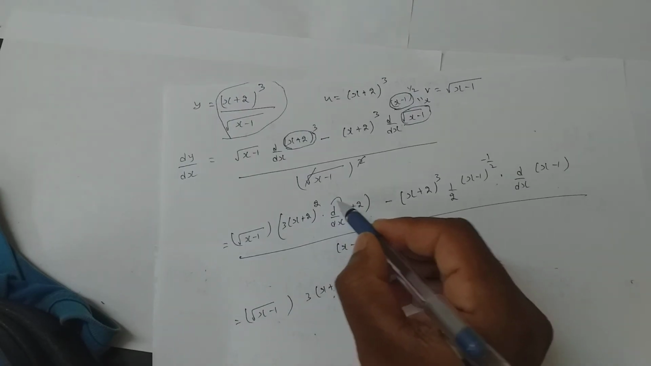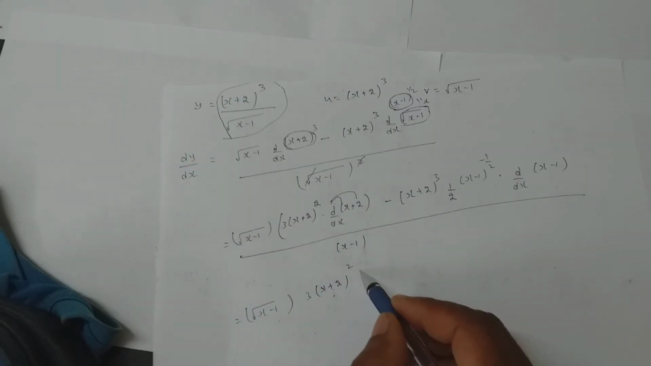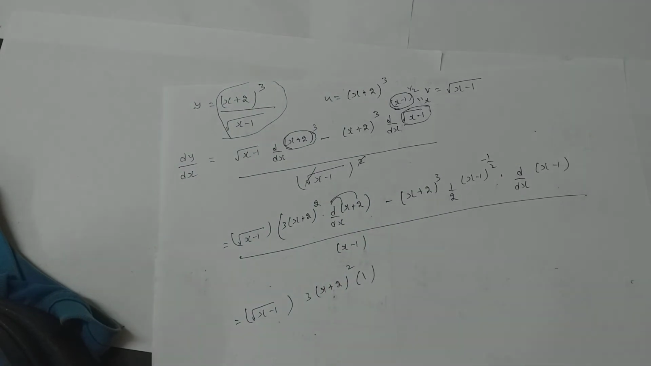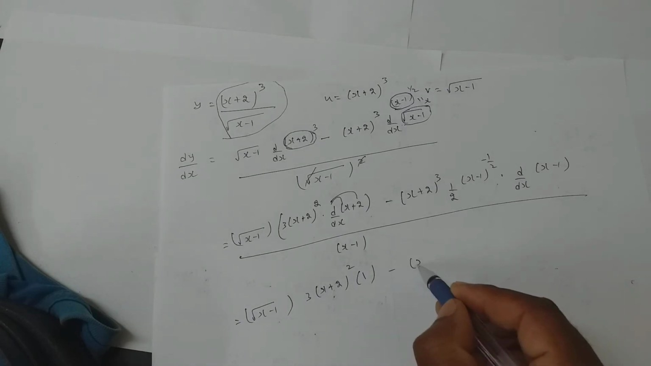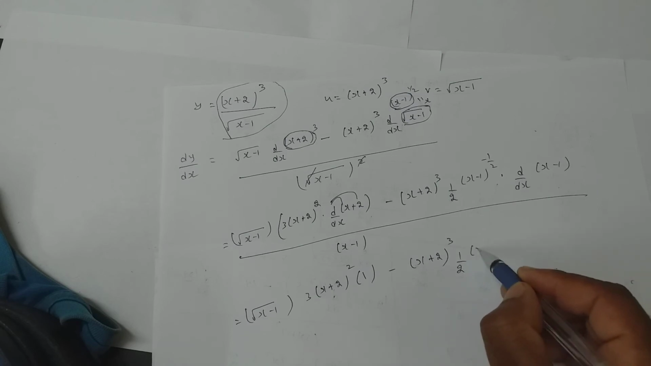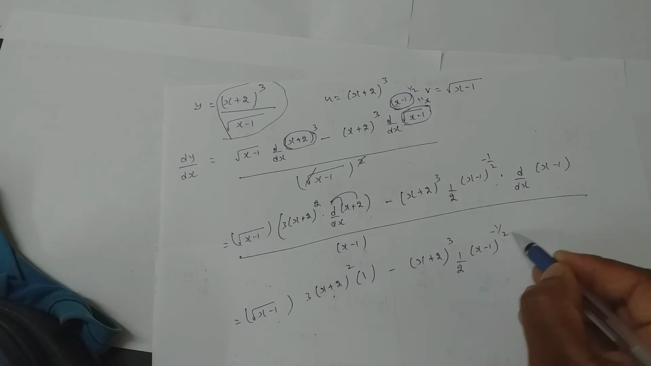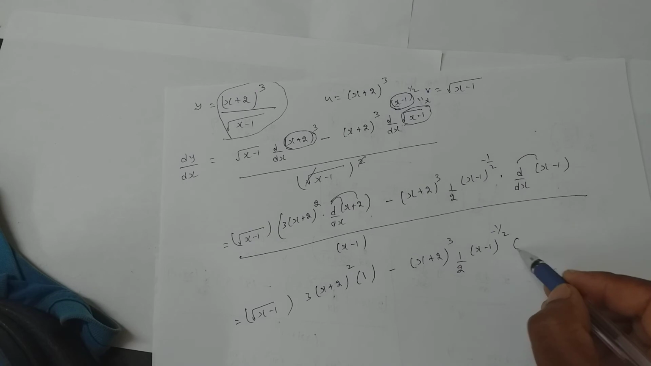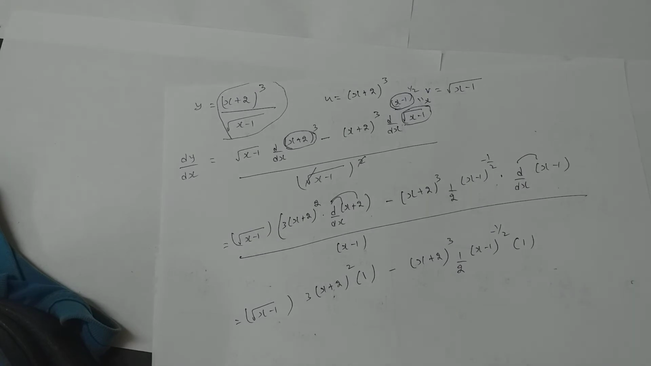So it is root x minus 1 times 3 times (x plus 2) whole square. This applies on this and also to this. When it is applied on x, it is 1. When it is applied to 2, it is 0, so I am not writing it. Minus (x plus 2) whole cube, half, (x minus 1) power minus half. When it is applied on x, it is 1. When it is applied on 1, 0. So by x minus 1. This is the answer. Am I clear how the u by v rule is applied to fractions?